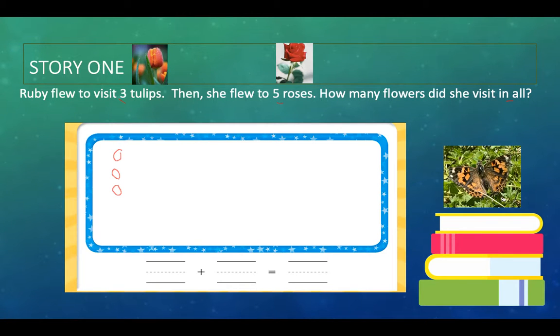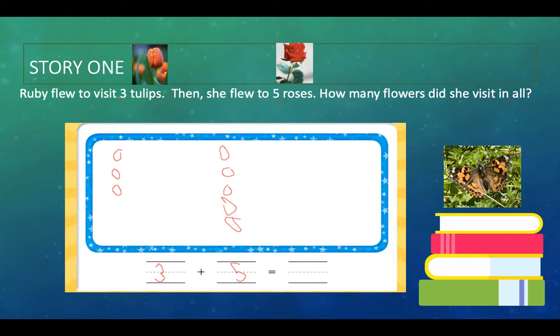And 5 roses. Let me go ahead and put this down to match. Make sure I have the numbers to match. 3 tulips, 5 roses. 1, 2, 3, 4. Ooh, that's a funny one. 5. Okay. So I'll put my 5 down here.